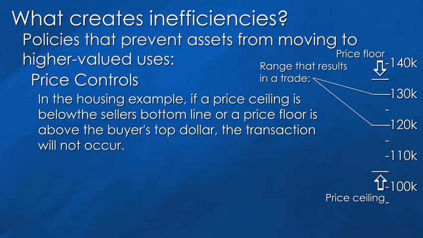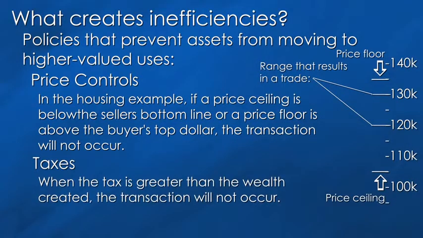Similarly, taxes can deter wealth-creating transactions. Imagine a 10% sales tax paid by, say, the buyer. He's going to have to pay at least $12,000 in sales tax because the price has got to be between $120,000 and $130,000. Either way, there's not enough wealth created by the transaction to pay the tax.